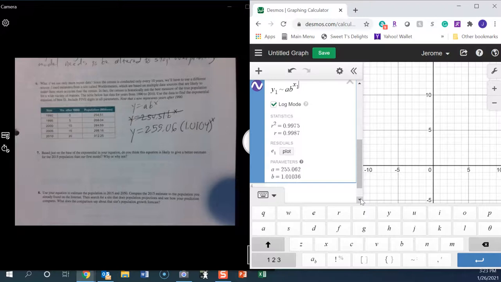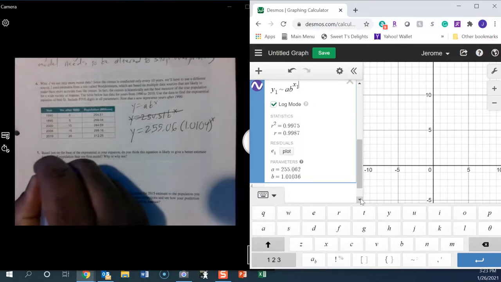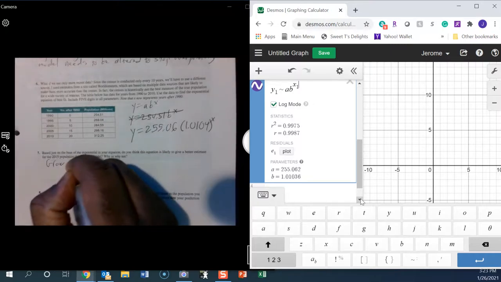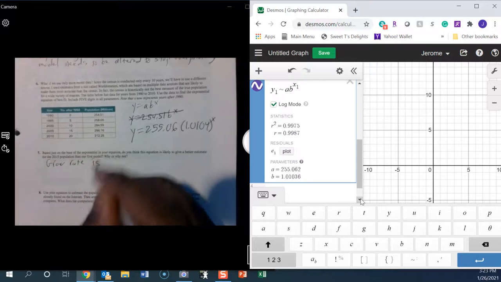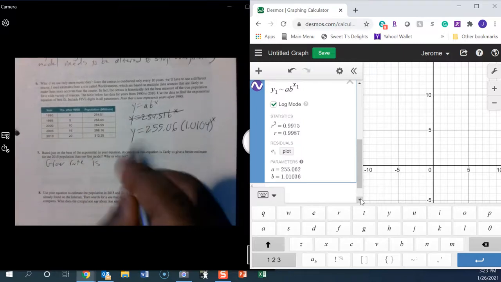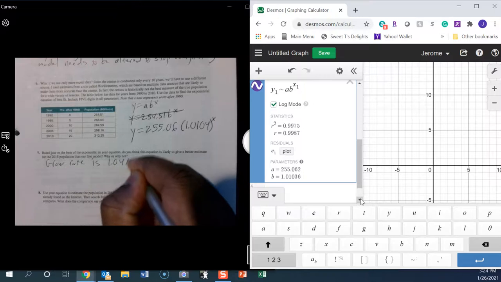Okay, number 7. Based just on the base of the exponential in your equation, do you think this equation is likely to give a better estimate for the 2015 population than our first model? It says why or why not. Okay, so it tells us that the growth rate, based upon this here, will be 1.04%.